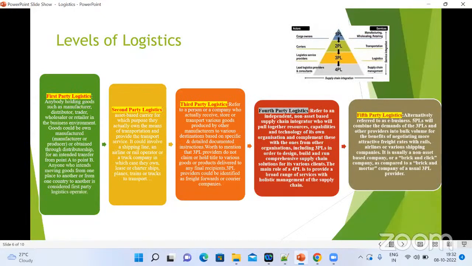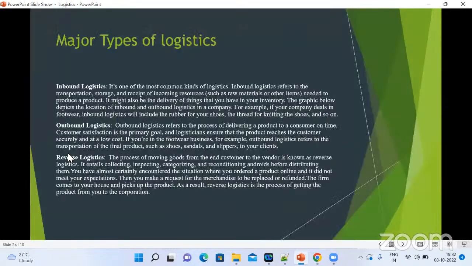Next, we have multiple levels of logistics, up to five levels. The first level is overseas. Suppose you want to hold products or goods from the manufacturer and transfer them from one country to another, then we use first-party logistics. So the manufacturer will have all this data.